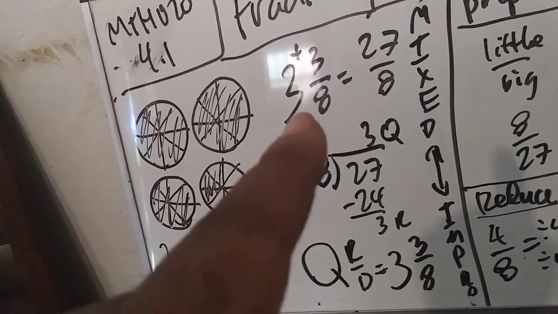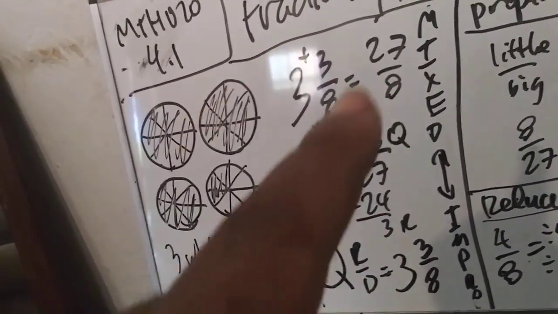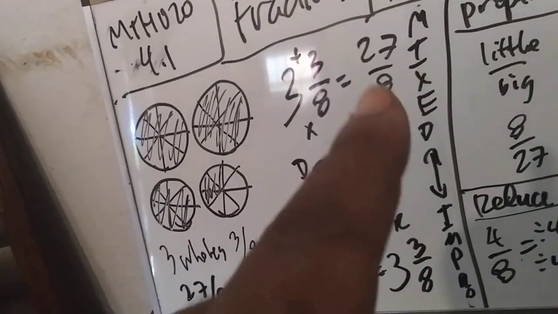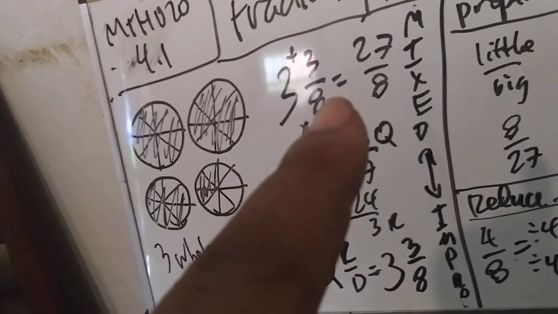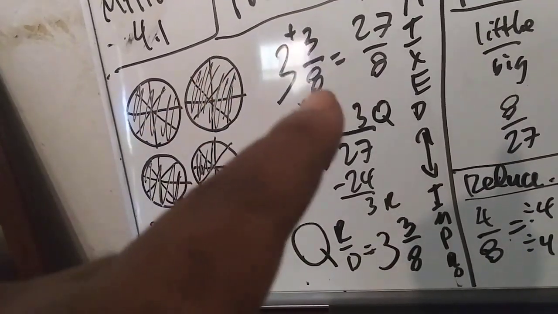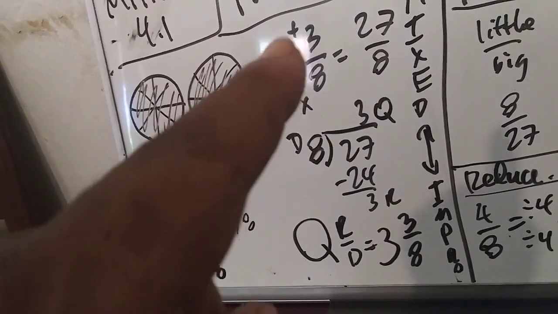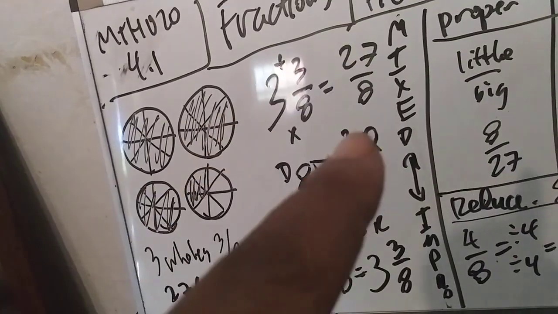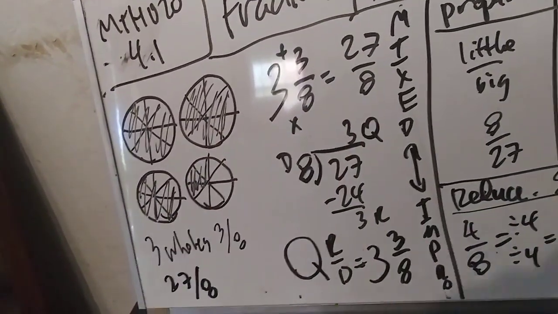How do you go from a mixed number to an improper fraction? Because this is called a mixed number and this is called an improper fraction. Well, you do this orbit thing. You go in this direction, in a clockwise direction. 3 times 8, which is 24, plus 3, which would be 27, and put that back over 8 again.